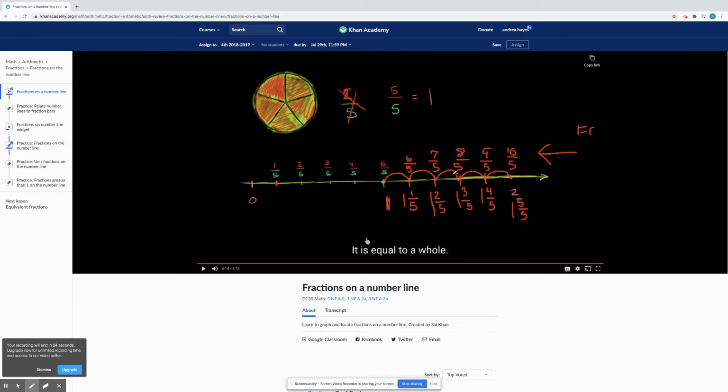We're going to keep working with fractions on a number line, but I wanted to give you a refresher first. So you have part 2 that you have to do on your iReady today for fractions on a number line.